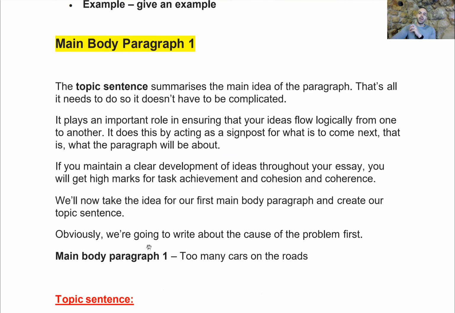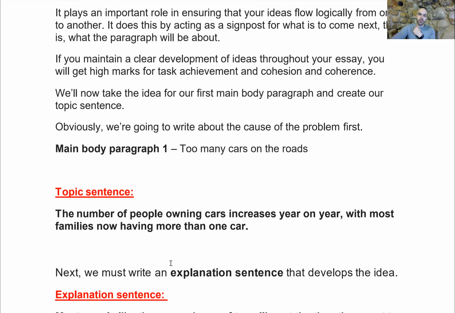Obviously, we are going to write about the cause of the problem first. So main body paragraph one will be about too many cars on the roads. Now let's write the topic sentence. The number of people owning cars increases year on year, with most families now having more than one car. How beautiful is this topic sentence? As you can see, this was written in the introduction. Now you have to write it in your own way. You have to maybe expand on it. Don't add new ideas, just expand on it. Make it clearer, make it more obvious. You can beautify the sentence. That means make it beautiful, okay? So that's a topic sentence.